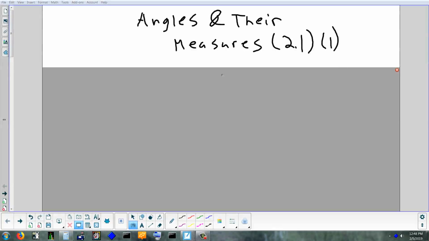Today we're going to look at basically how we can change between two different ways of measuring an angle. One way is degrees, but there's another way. It's kind of like feet and inches. It's a different way of measuring.